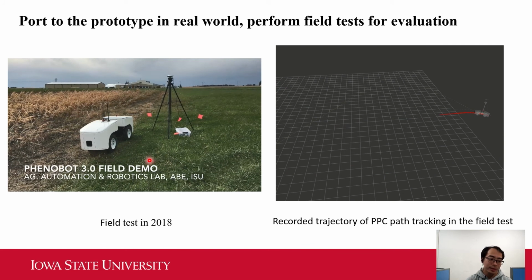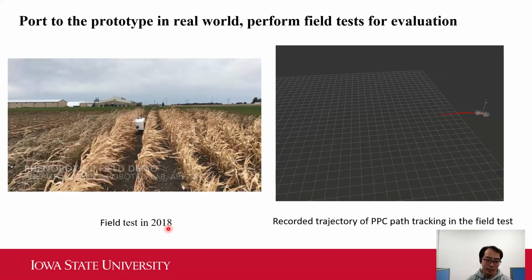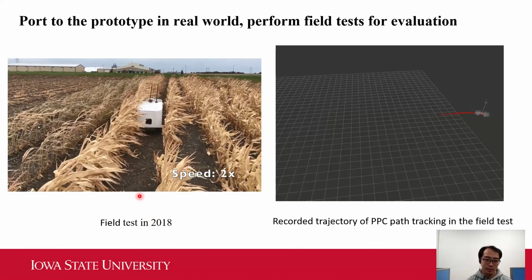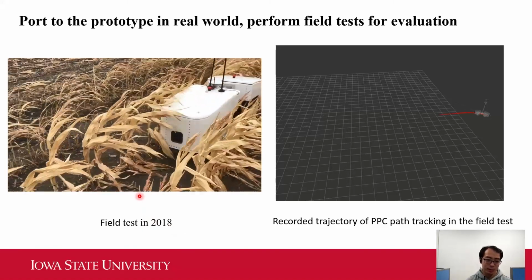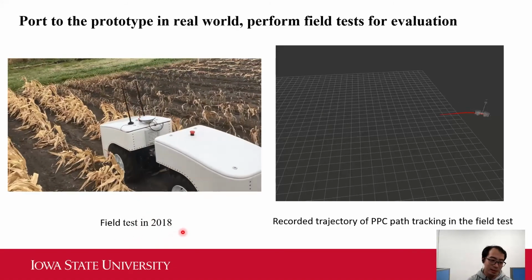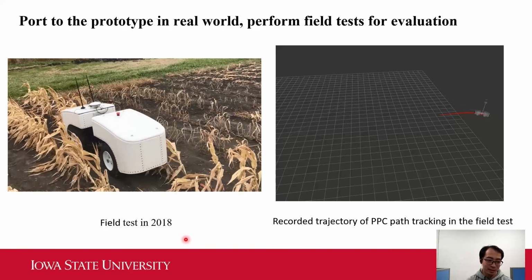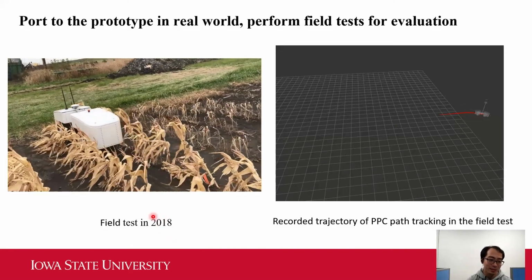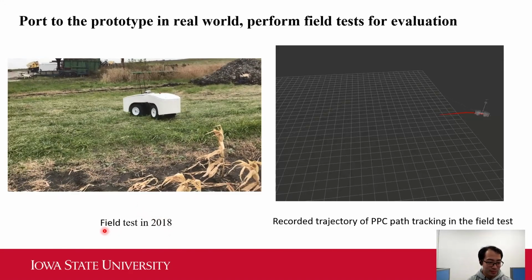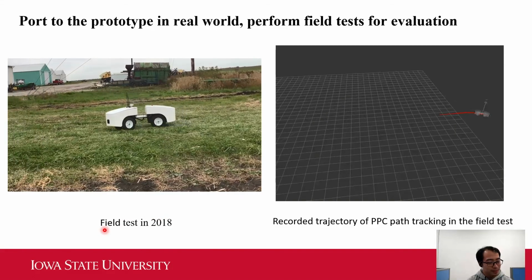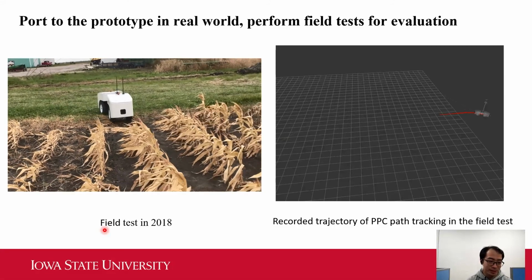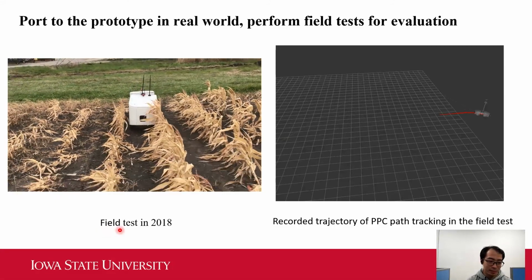So since we have tested our robot in simulation and everything works fine, we port the code directly to the prototype in the real world and perform field tests for evaluation. This is a test conducted in 2018. Since it was late season, the corn plants are all yellow. Yeah, it's also following a predefined path and then entered the crop row safely.